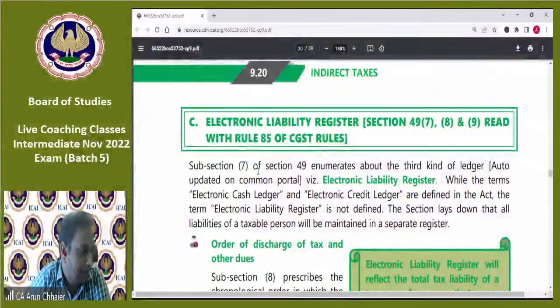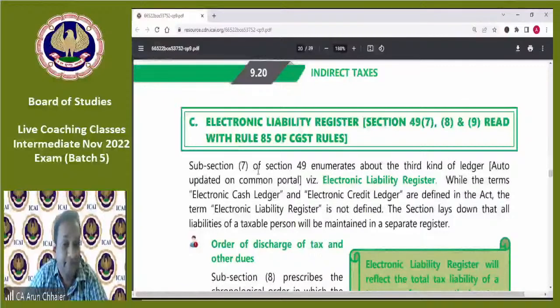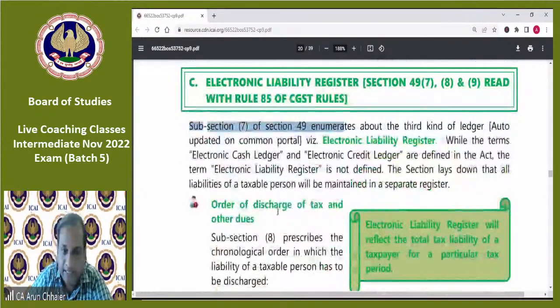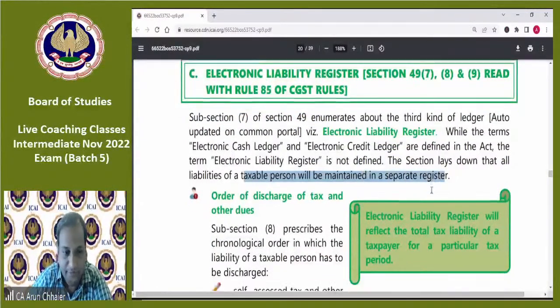So again, starting with the electronic liability register, that is the third category of register. Section 49 subsection 7 enumerates the third kind of ledger, that is auto-updated on the common portal: the electronic liability register. While the terms cash and credit are defined in the Act, the liability register is not defined. The section lays down that all the liabilities will be maintained in a separate register.